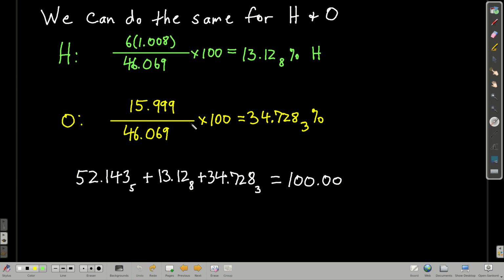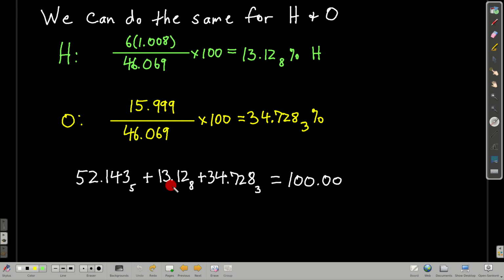Now we can do the same thing for hydrogen and oxygen in ethanol. So this 46.069, that's what you get when you add up all the molar masses of the elements in the compound. So I just combined them all. I did the addition multiplication. So there's 6 hydrogens in ethanol times the molar mass of hydrogen divided by the molar mass of the compound times 100, 13.13% hydrogen, and for oxygen we get about 34.728%.